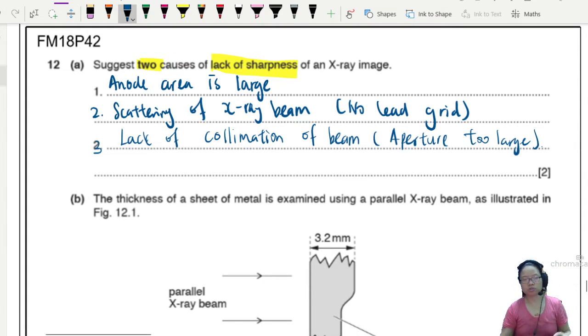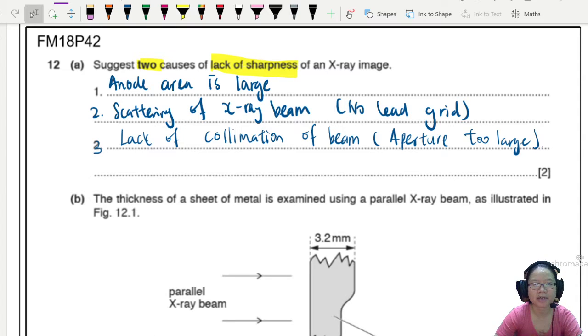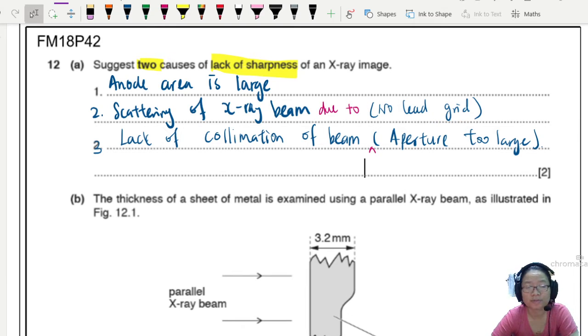So you want to get a good image: your anode area must be small so that the X-ray beam is focused. You have to use a grid so that you don't get any stray X-ray photons pinging in weird directions, causing some background scattering. You also need to collimate the beam by making sure that the aperture is small. The one that I put in bracket there is the problem with the setup, and this is what is happening to the X-ray. So scattering of the X-ray beam is due to no lead grid, and lack of collimation of the X-ray beam is due to the aperture being too large.